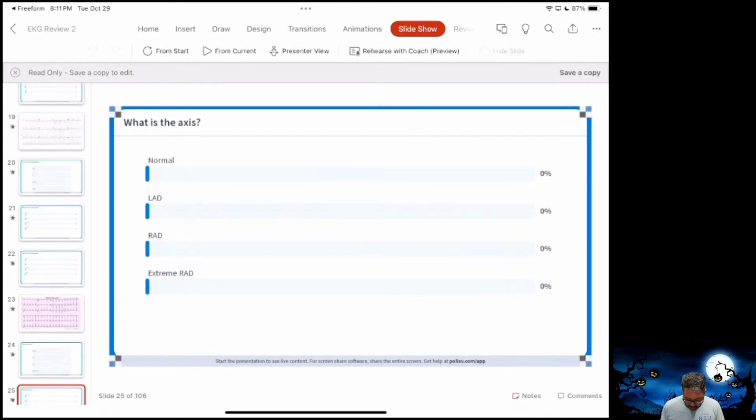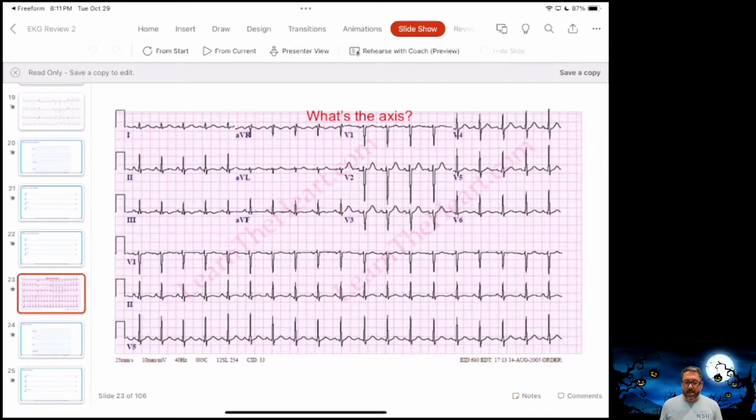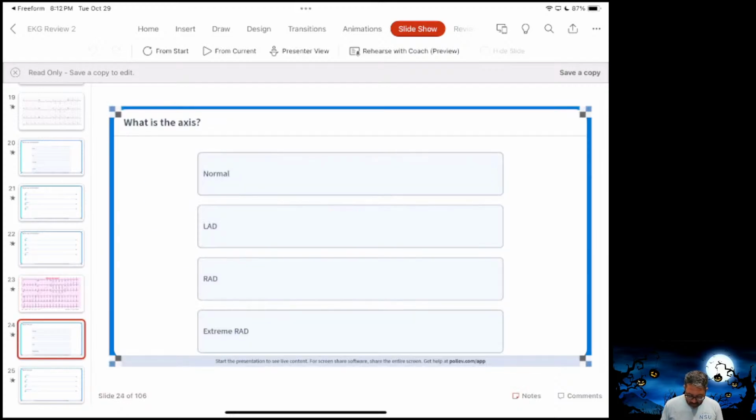These are just interpretations. Okay, what's the axis? This will be a question. You have all this crap on here, but the question is telling you, what's the axis? So lead 1 is positive, aVF is positive, we're good. Normal axis.